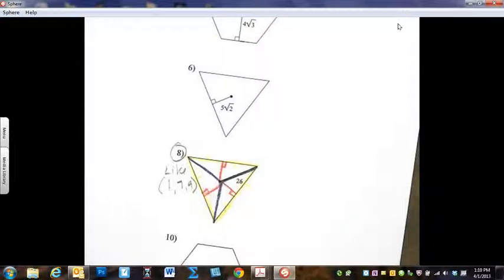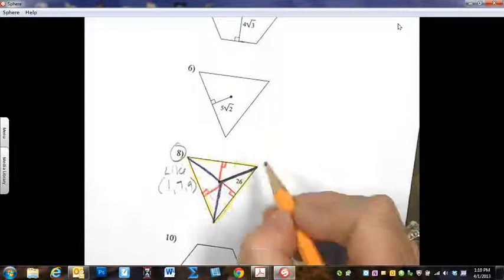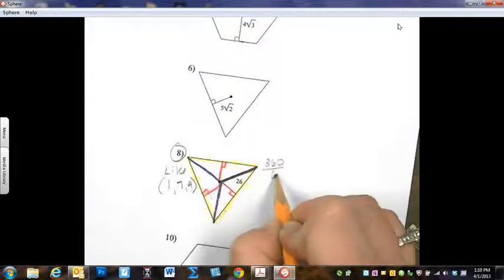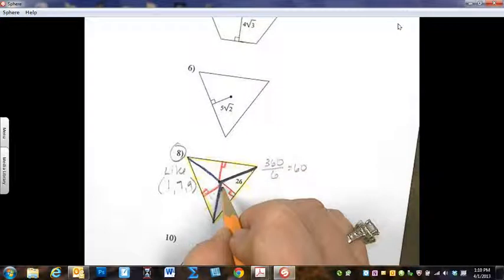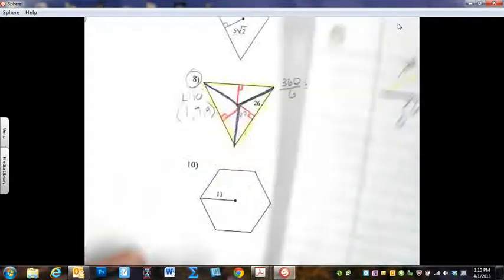So when we do that, how many little angles do we have up here? 6. 360 divided by 6. That means that angle at the top is 60 degrees. Now I'm going to take and I'm going to put it on another piece of paper so that I can do all the trig neatly.